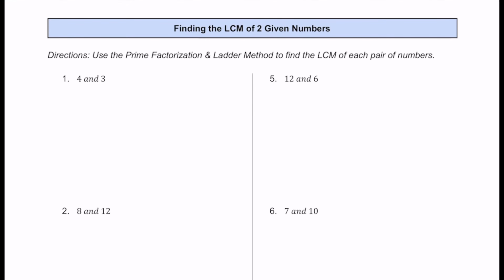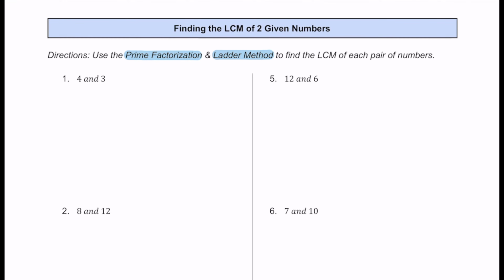Let's practice finding the LCM, or least common multiple, of two given numbers together. Specifically in this video, we're going to use two different methods. The first one's going to be the prime factorization method, and the second one is going to be the ladder, or the cake method. And for each of these practice problems, let's try and use the ladder method first, and then the prime factorization method second.